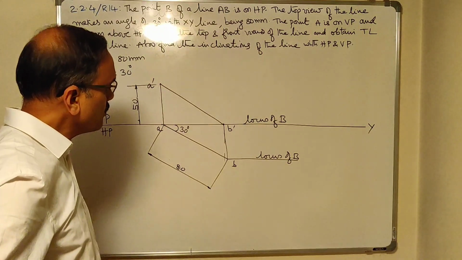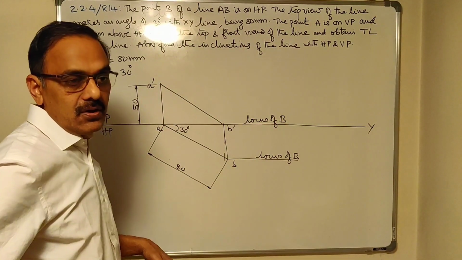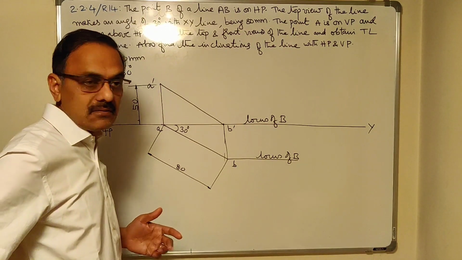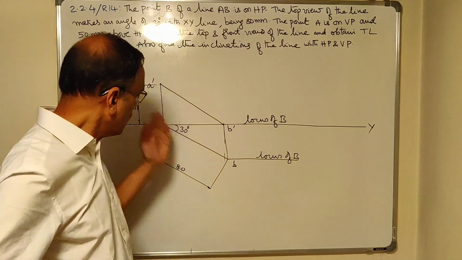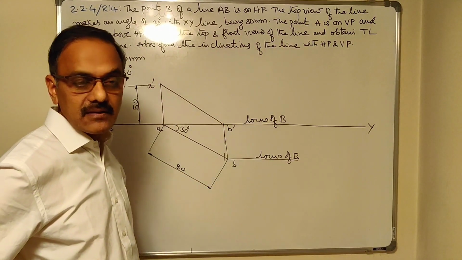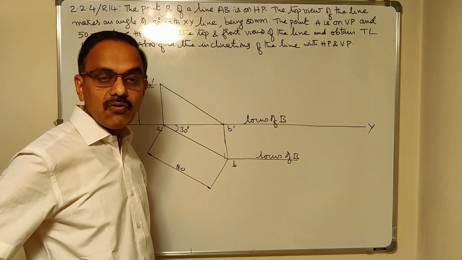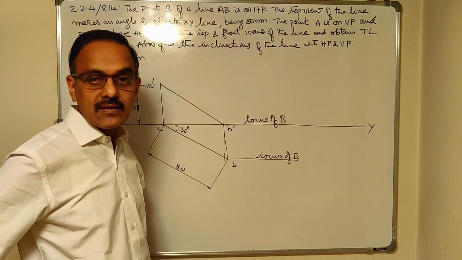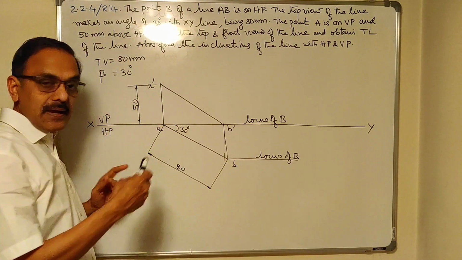Okay, let us see what is to be found now. You are asked to find the true length. You know how to find the true length. This is a case again where the line is inclined to both HP and VP because the top view is inclined to XY, and the front view is also inclined to XY. So what do you do to get the true length? We have to make one of the views parallel to XY. So I will make the front view parallel to XY now.